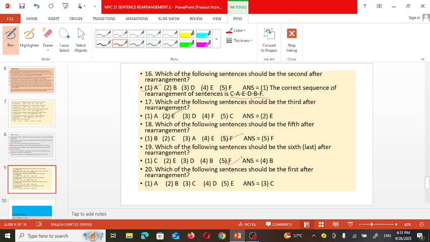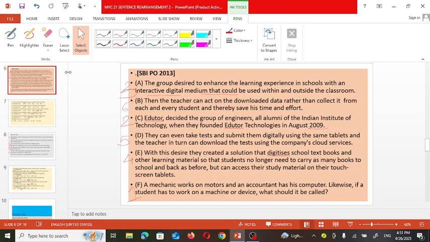So here F should be there, and the fifth after rearranging was B. So B must be there, not this one. And the sentence that can be the first after rearrangement was C. So after observing all these statements, you are able to understand that this question can be solved easily if you make this arrangement first.